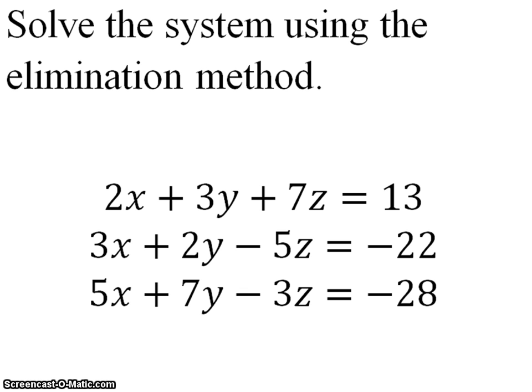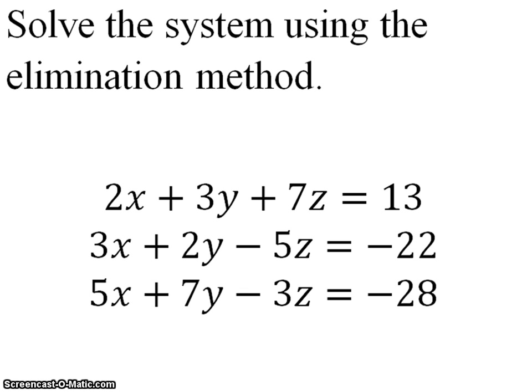So we have the system of 3 equations with 3 variables. 2x plus 3y plus 7z equals 13 is equation 1. 3x plus 2y minus 5z equals -22. And 5x plus 7y minus 3z equals -28. So we're going to use the elimination method.